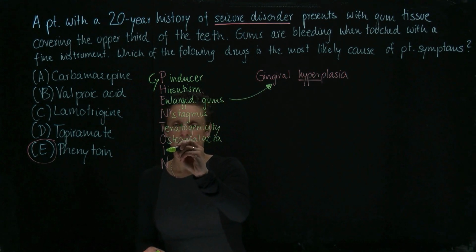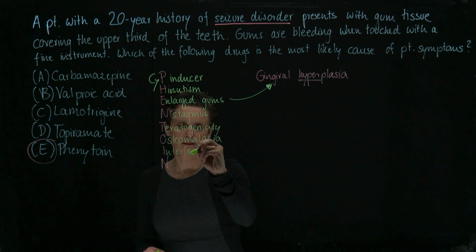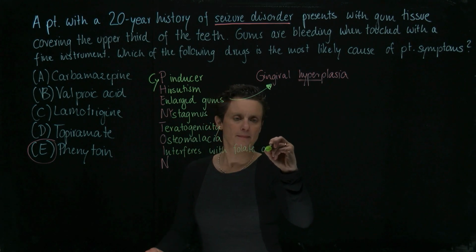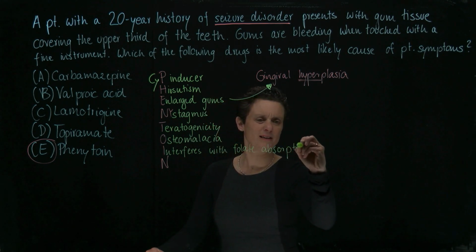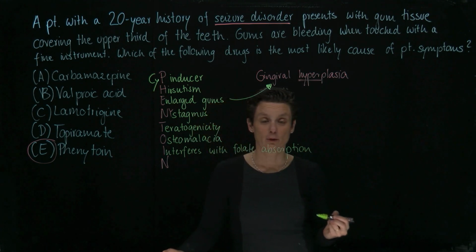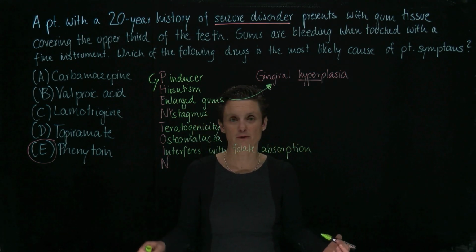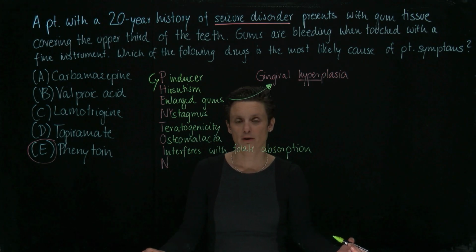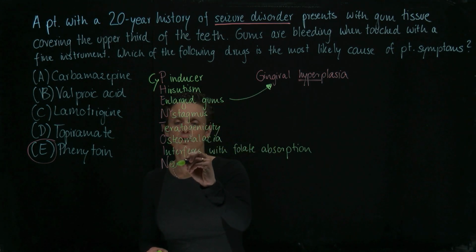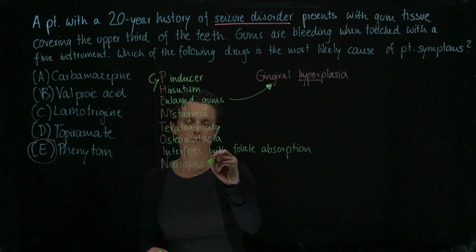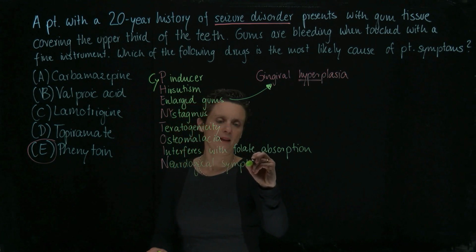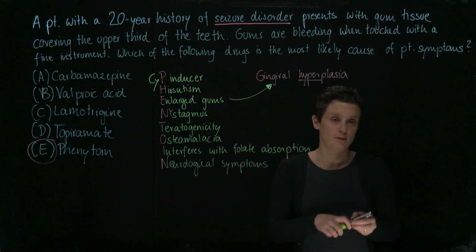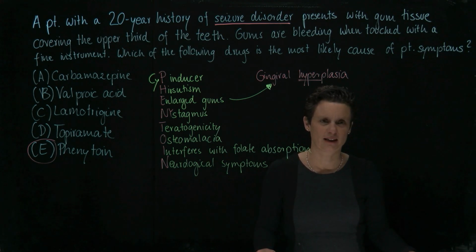And I stands for interferes with folate absorption. Because Phenytoin looks a bit like folic acid, at least it competes with the same transporter that folic acid uses in the GI tract, and you always should supplement patients on Phenytoin with folic acid. And N stands for neurological symptoms. Well, that's pretty unspecific because all of the anti-seizure medications have some neurological adverse effects, because that's what they do. They suppress electrical activity in the brain.